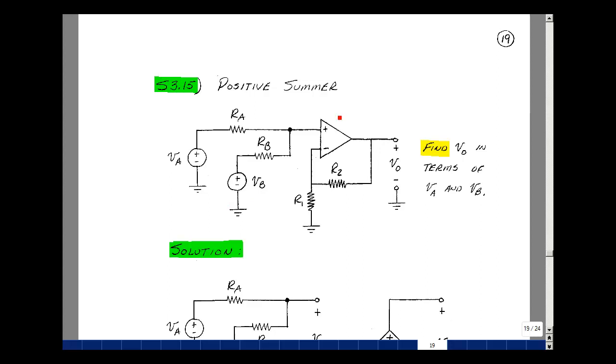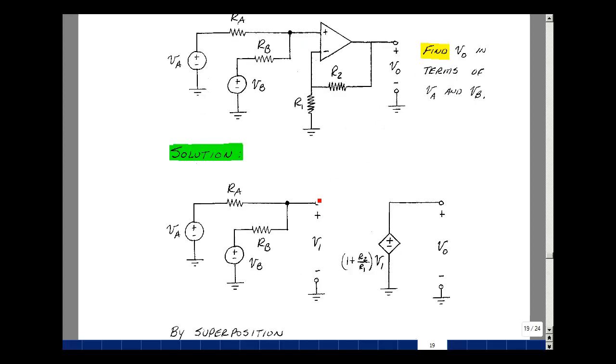In the last supplemental problem, we developed a model for the non-inverting amplifier, so let's replace this by its model, and that'll simplify our analysis of the problem. From the plus terminal to ground, there's an open circuit, and between V out and ground, there's a voltage-controlled voltage source of 1 plus R2 over R1 times V1. I'll call this voltage V1.